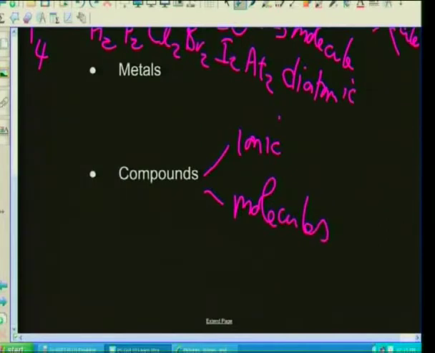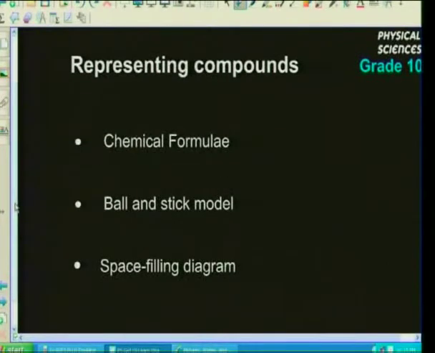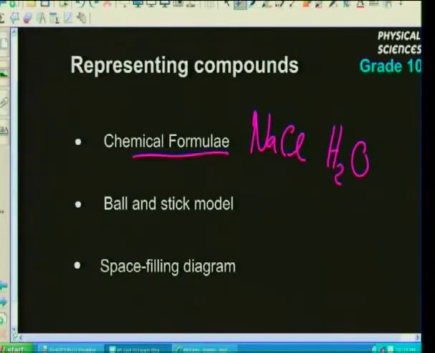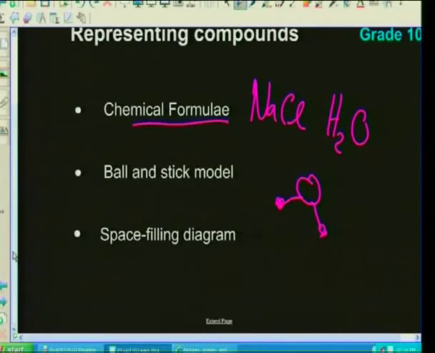We can represent this combination in different ways. And that's the last thing I want to do, is just to mention to you, for compounds, we can write formulas. So we can write NaCl or H2O, and it tells us which atoms are joining together. We can also draw little diagrams to show, for example, that that's an oxygen and that's a hydrogen, and that's a stick and ball diagram. And we can also do something called a space-filling diagram, where we draw that and that and that. These are all ways of representing the particles that matter is made up of.